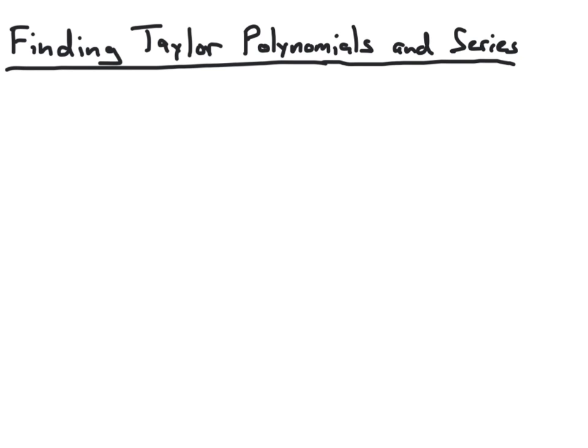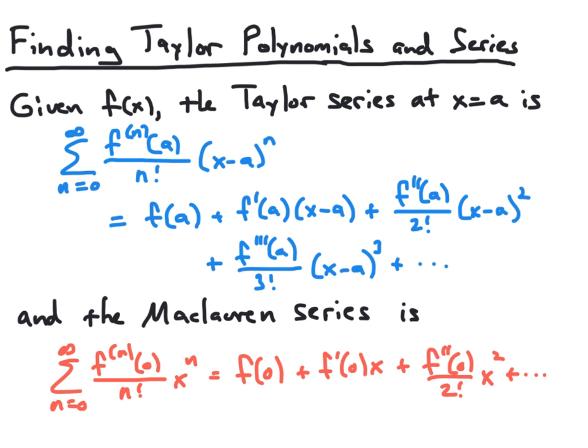In this video, we're going to take a look at how to find Taylor polynomials and Taylor series for a given function. Recall that for any function f of x, the Taylor series of the function at x equal a is the power series from n equals 0 to infinity of the nth derivative of f evaluated at a divided by n factorial multiplied by x minus a to the nth power.